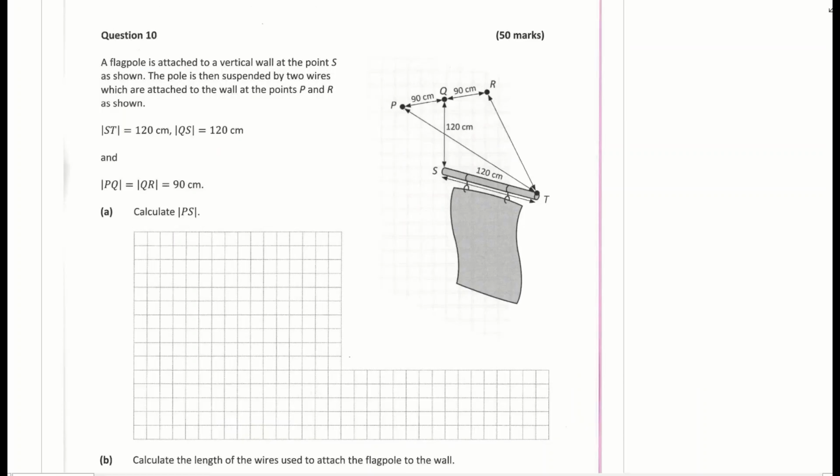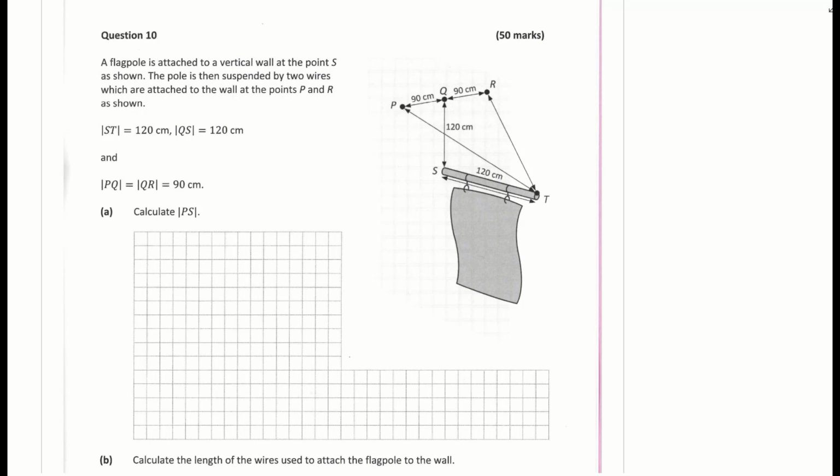So question 10. A flagpole is attached to a vertical wall at the point S as shown. The pole is then suspended by two wires which are attached to the wall at the points P and R as shown. It's telling us that ST and QS are both 120 centimeters, and PQ and QR are equal to 90 centimeters. Calculate the length of PS.